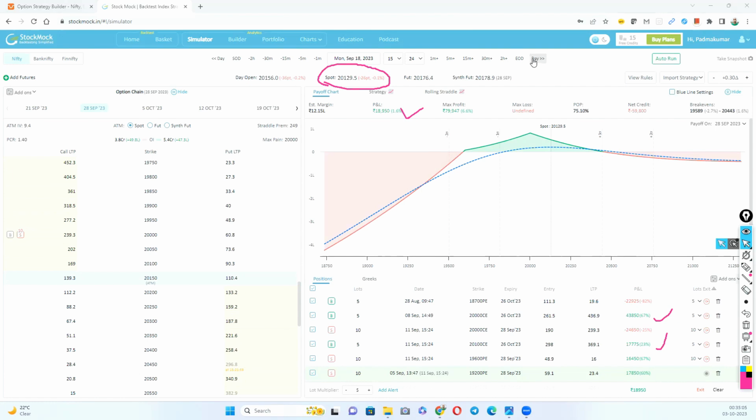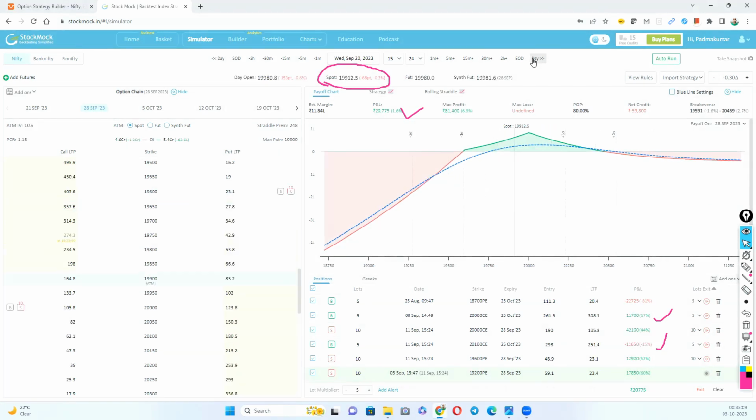Now we'll go to the next day, 20th. So 19th was a holiday. So 20th, the market opened at 19,080. So almost 153 points down. So it was a very clear indication that the market has taken a U-turn or gone into correction mode. So this is where we need to observe what has happened.